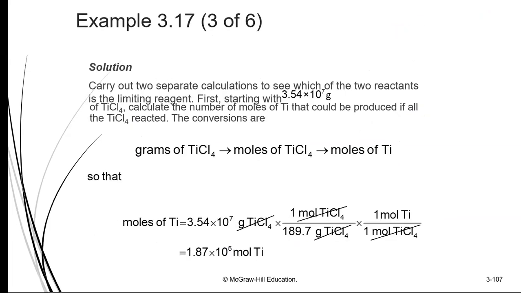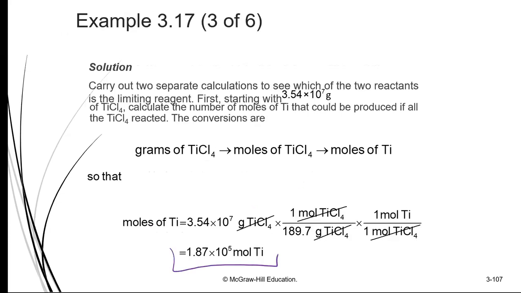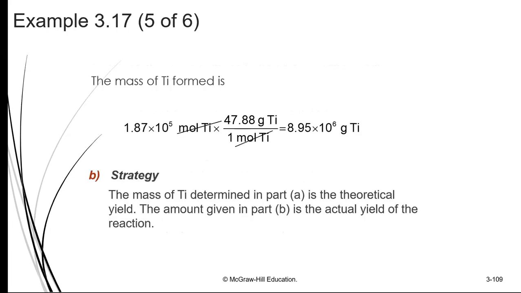So for our TiCl4, we would make 1.87 times 10 to the 5 moles of Ti. For our magnesium, we make 2.32 times 10 to the 5 moles of Ti. So really, our theoretical one is going to be our TiCl4, because it doesn't make as much as our magnesium. So TiCl4 is going to be the limiting reagent. And so we take the amount that we would have made, we turn it into grams, and so this is our theoretical yield.